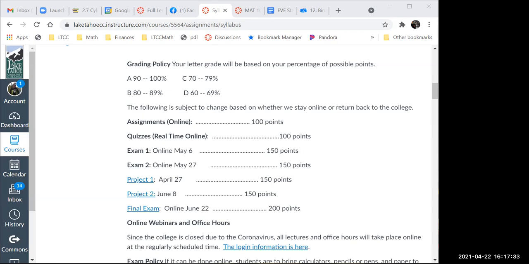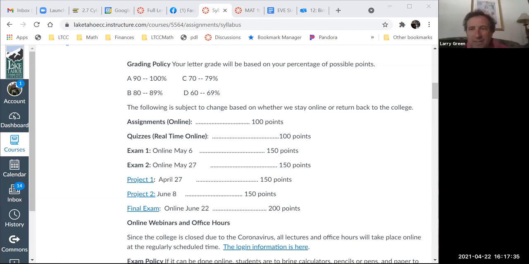Yeah, so that's just a Canvas thing. Sorry about that, but you know, we live with it. But you can trust me that it's really worth 15% of the grade.